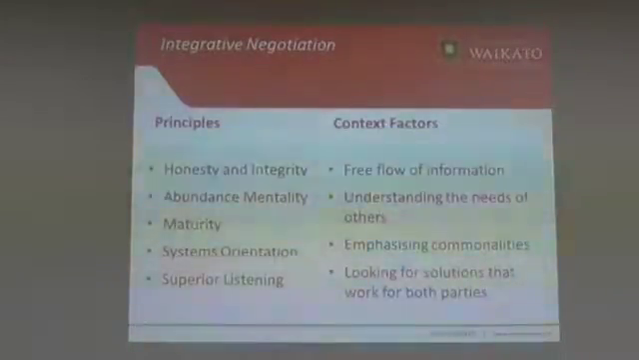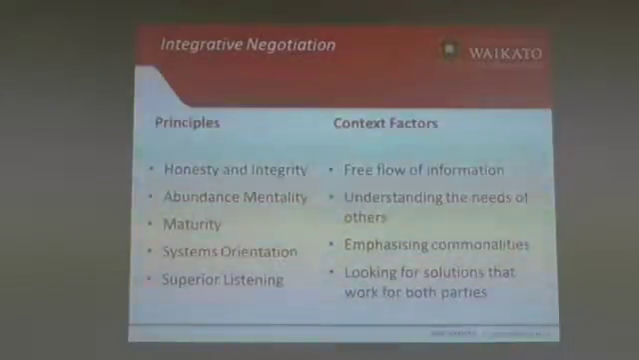Let's talk in more depth about the integrative or interest-based approach. We consider the integrative negotiation approach from two perspectives: the basic principles that are involved and the context factors that have to be considered. The basic principles of an integrative negotiation approach, that is, I'll take the peel and give you the orange inner segments, are honesty. It requires us to ask for and share what's really important to us. Abundance. It assumes that the pie can be made bigger.